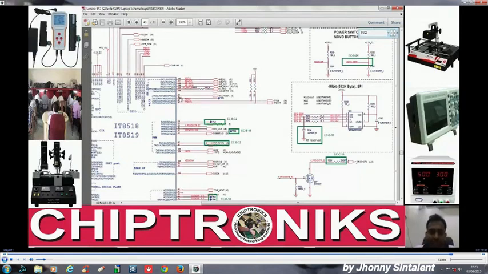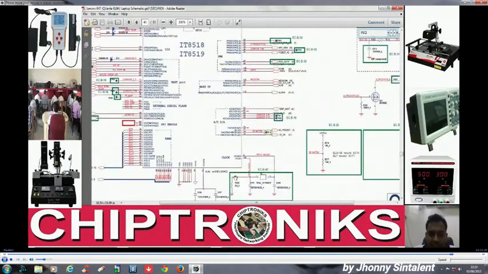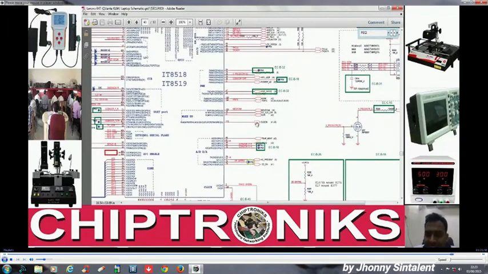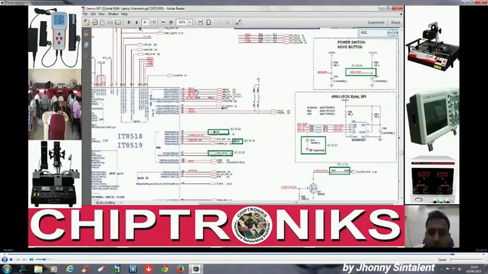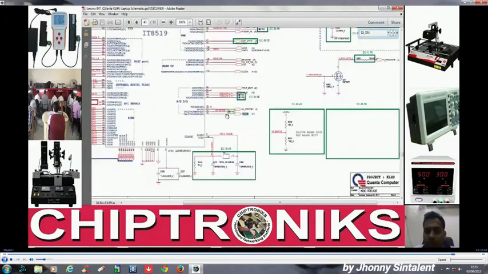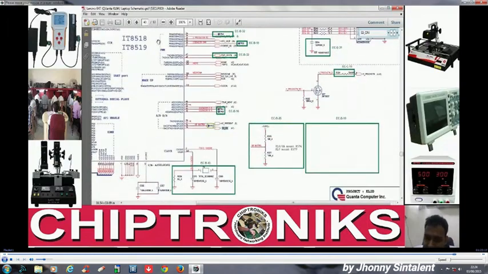If supply, reset, clock and AD in, AC in are okay, and the BIOS and EC communication is okay, then my IO controller would generate S5 underscore on. This signal would be generated. If this communication is not proper, if IO and BIOS communication is not proper, then it won't generate.